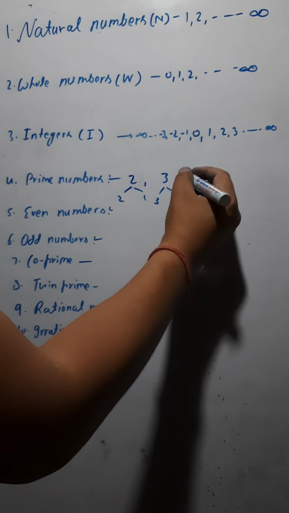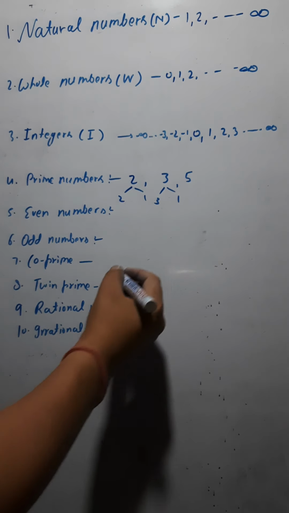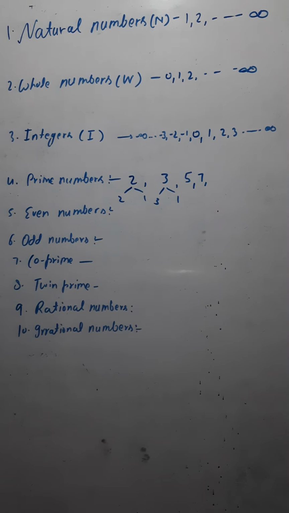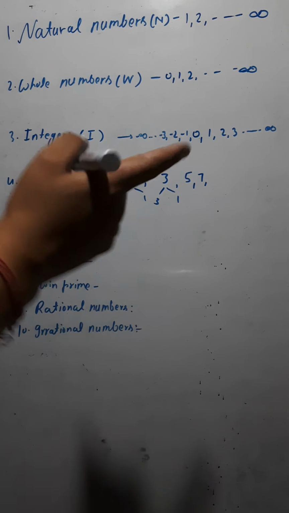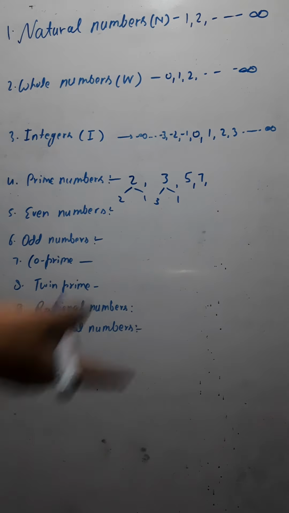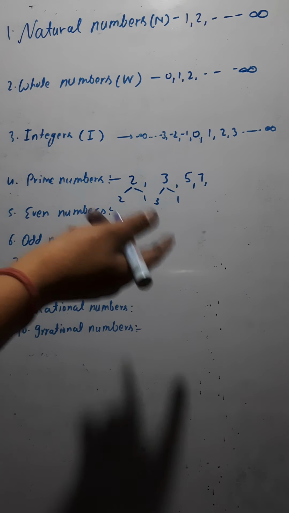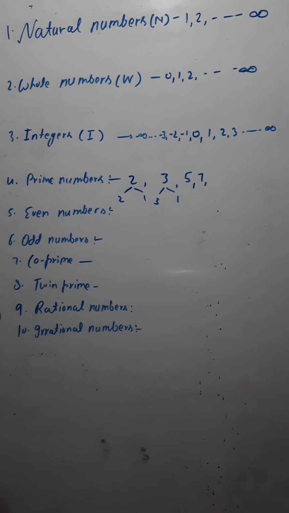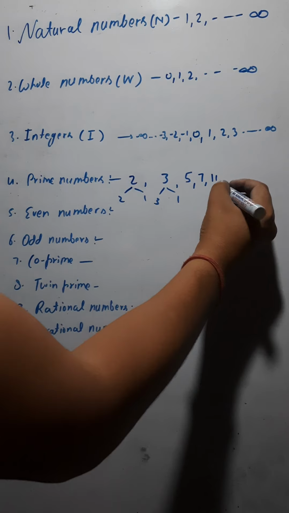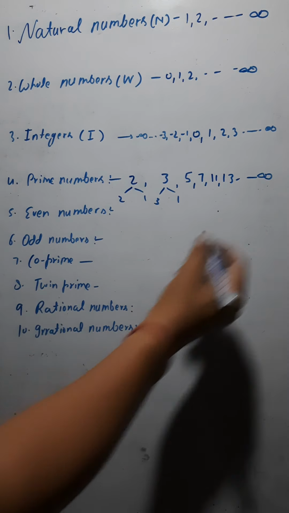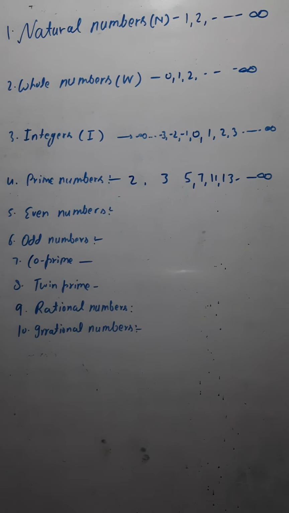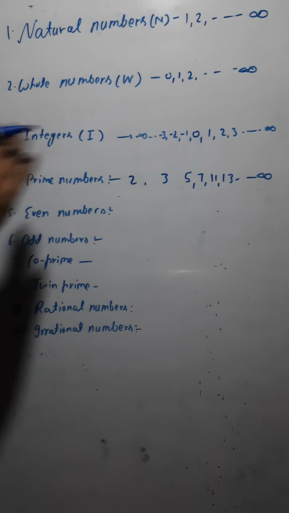So you can write here 5, yes, 5 also has only 2 factors. Then the next number is 7. Then 9? No, 9 is divisible by 9, by 3, and by 1, so 9 has 3 factors. Only those numbers are prime which have only 2 factors. The next numbers are 11, then 13, etc., up to infinity. So these are known as the prime numbers, the numbers divisible by 1 and the number itself.